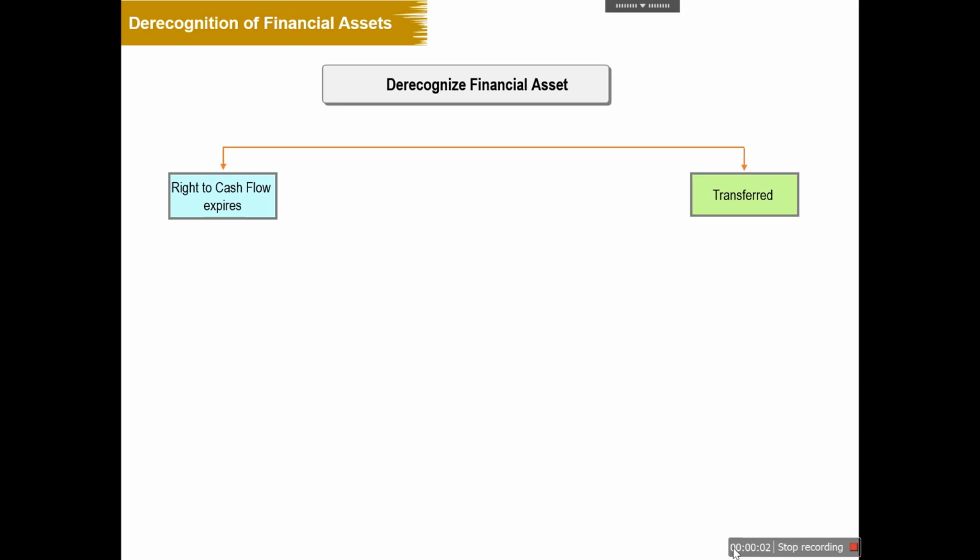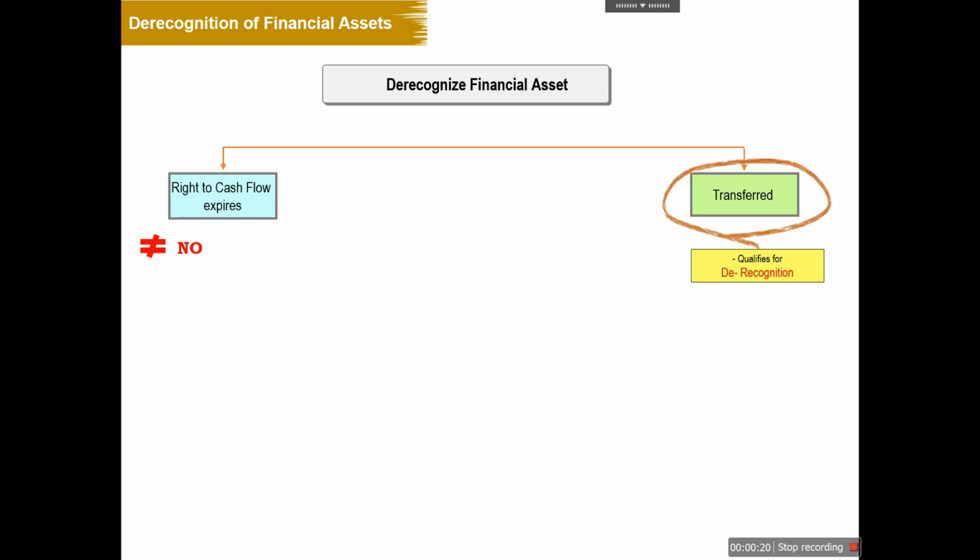When we evaluate the derecognition of the financial asset, the first condition we need to check is whether the right to cash flow has expired. And in case the right to cash flow has not expired, we can derecognize the asset only and only in case the financial asset has been transferred.